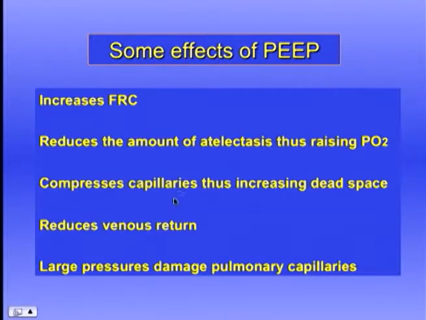However, there can be compression of the capillaries, increasing dead space. You can also reduce venous return, because when you increase the pressure within the thorax, which is what you're doing, you're tending to impede venous return to the thorax. And finally, something that's been emphasized relatively recently is that large pressures, large amounts of PEEP with the associated high lung volumes can damage the pulmonary capillaries.